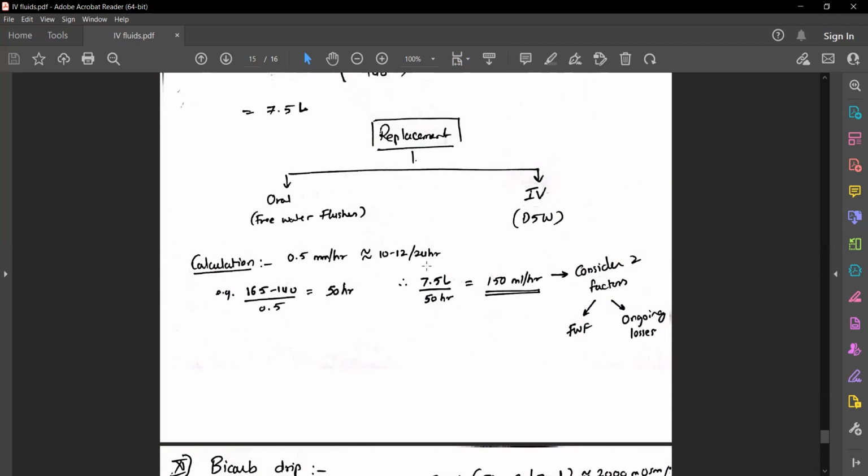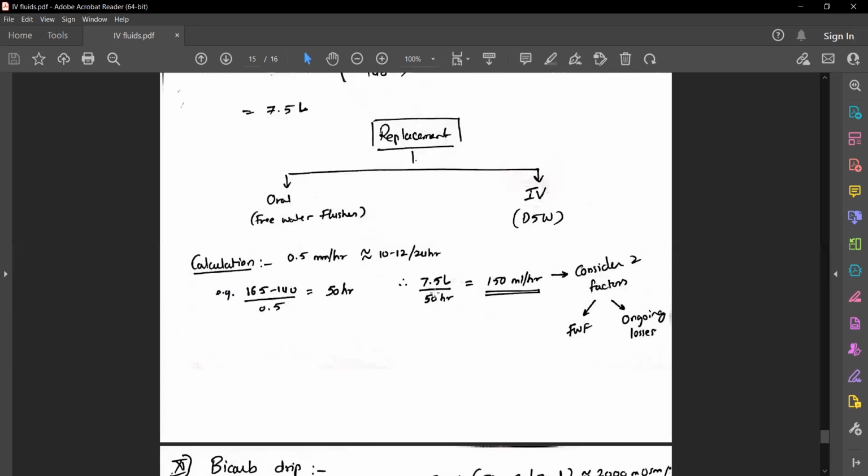Now, to correct it about 10 to 12 over a period of 24 hours, your correction rate should be about 0.5 per hour. Let's say you need your sodium concentration to be 140, and right now it's 165. So 165 minus 140 upon 0.5 will be equal to 50 hours. So for the same patient that we discussed above, you will require 50 hours with this correction rate so that you don't overshoot the goal and put them at risk of cerebral edema.